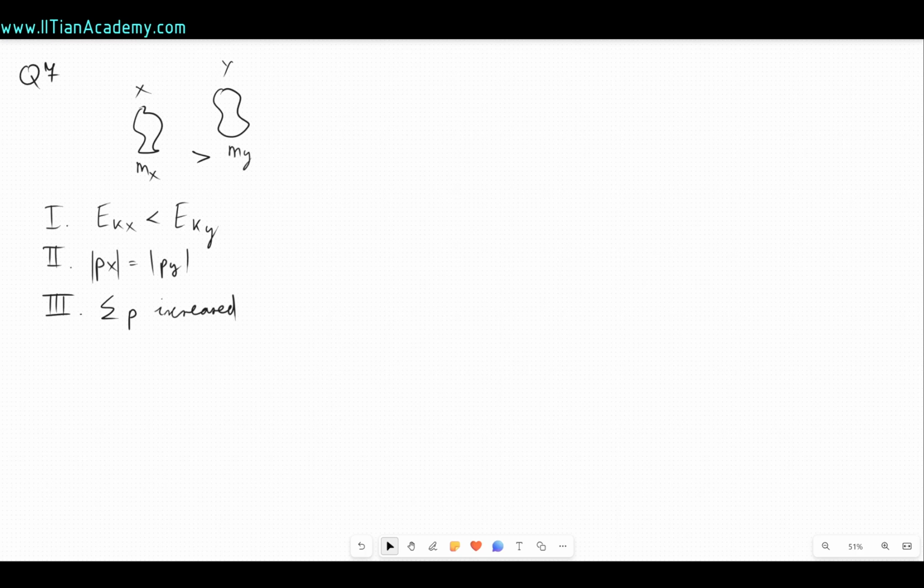So firstly, we must note that momentum is conserved here, as there are no external forces. So the total momentum is going to have to be 0 before the collision, and once the pieces have collided, it will have to be 0. So what that means is mx times vx is equal to my times vy.